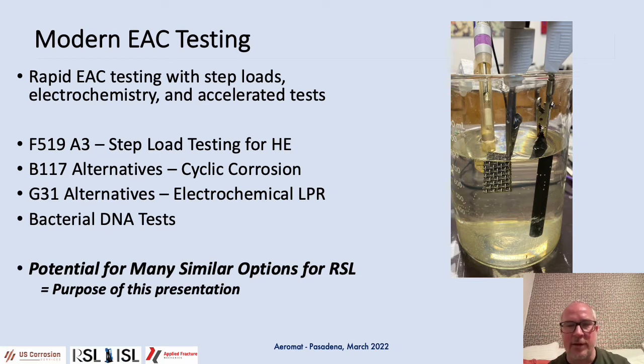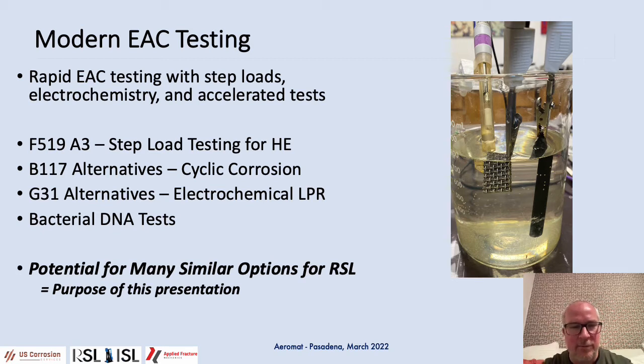So for example, the Annex 3 version of F519 is the step loading test, which is a much quicker alternative. For traditional salt fog, you can replace it with cyclic corrosion, which is both more quantitative and more easily correlated with actual real-world conditions, and also occurs faster.